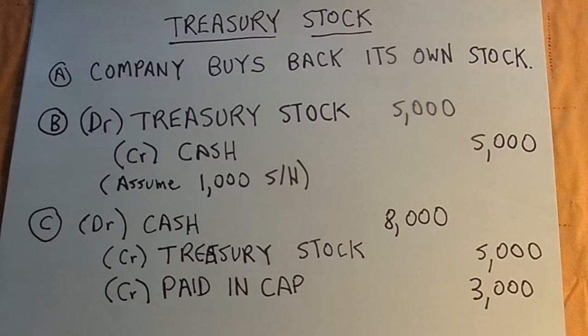Notice in this case that the journal entry is to debit treasury stock, in this case for $5,000, and credit cash. The transaction C provides an example where later on the treasury stock is reissued at a price above what it was bought back at. So notice here there's a debit to cash for $8,000. That's more than the company paid for it. So it credits treasury stock $5,000. Credits paid in capital $3,000.